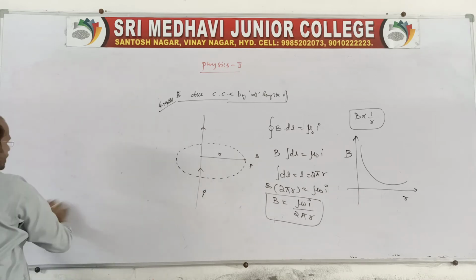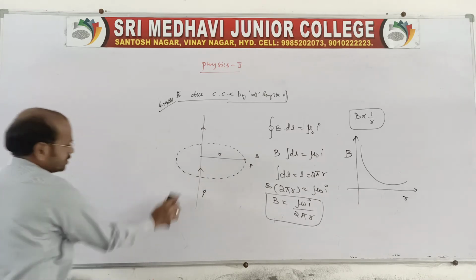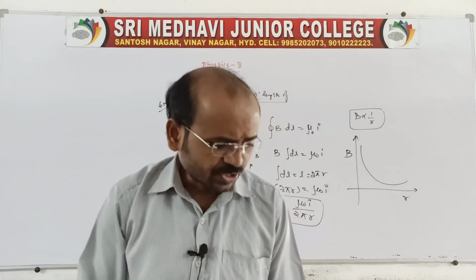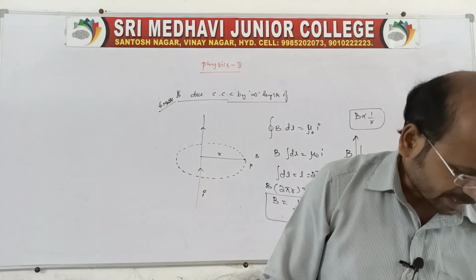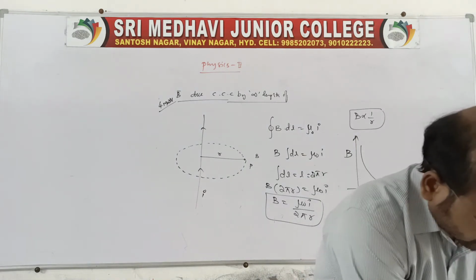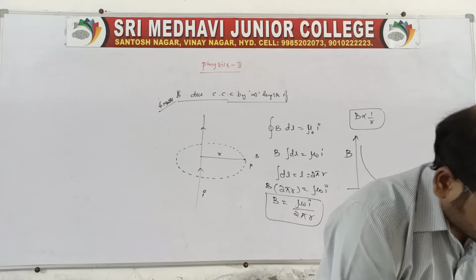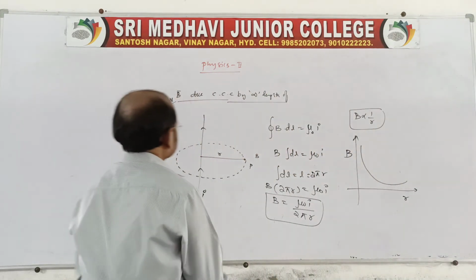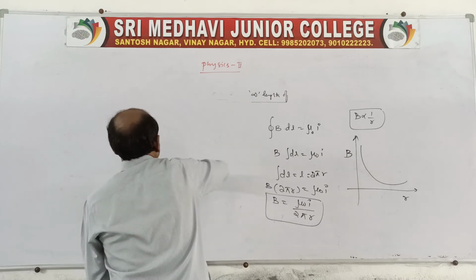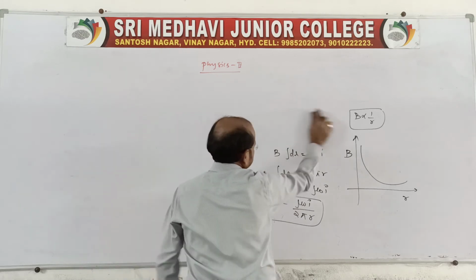So this is related to Ampere's circuital law, as well as the expression for B due to a current carrying conductor of infinite length. Clear? Like this we have the expressions related to Ampere's circuital law. So go through the materials, because it is given in the material as a 4 marks question, SAQ.